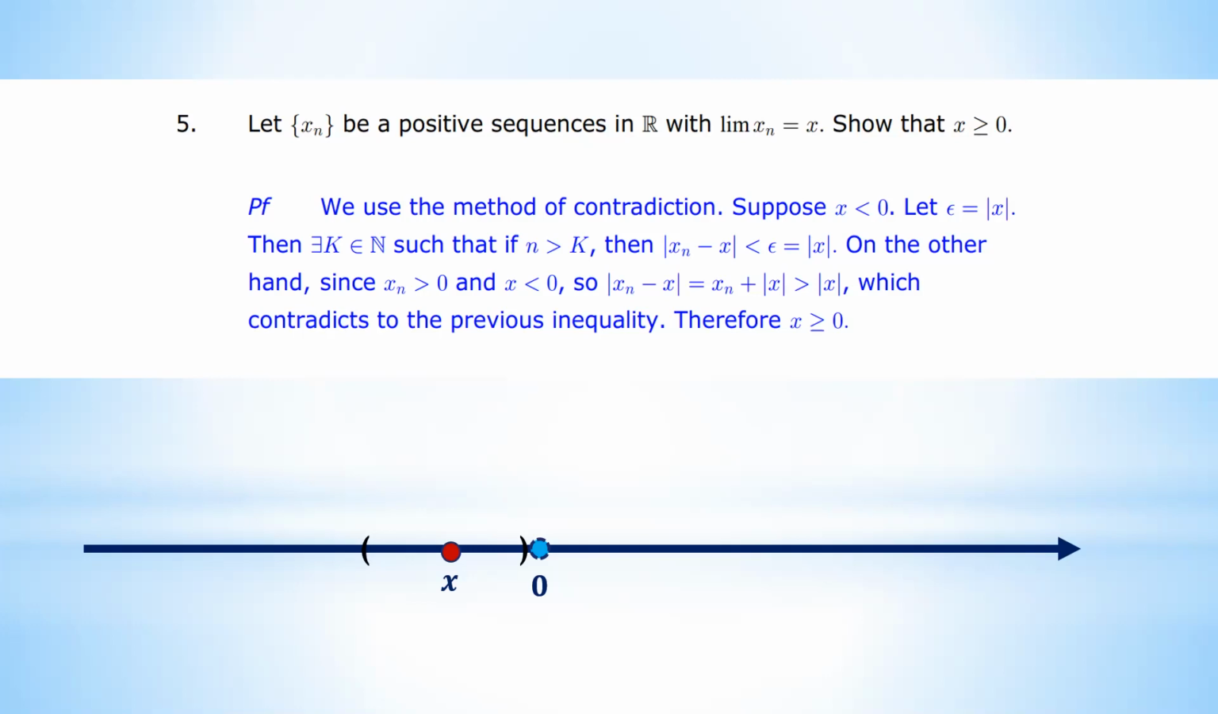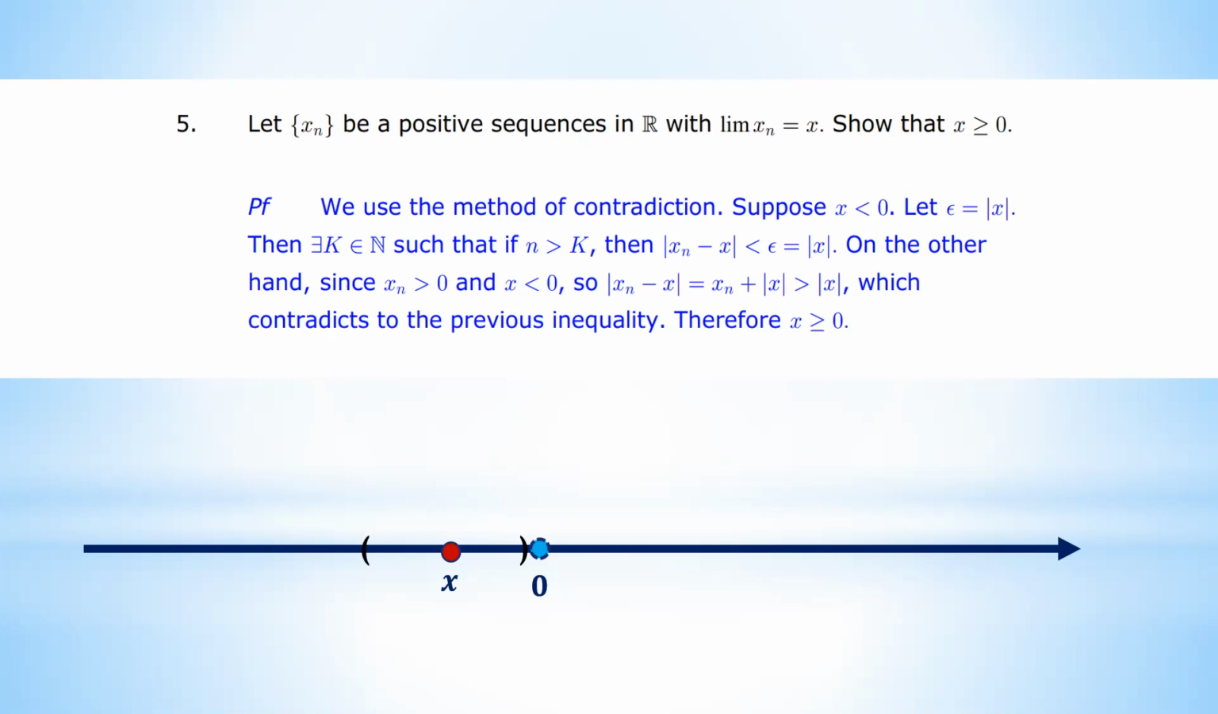Based on the definition of convergence, for this particular epsilon there is a k for which, when n is greater than k, the distance |xn minus x| is less than epsilon, and I know that epsilon equals the absolute value of x. Directly from the definition, we're going to have this, and from here we're trying to get a contradiction.